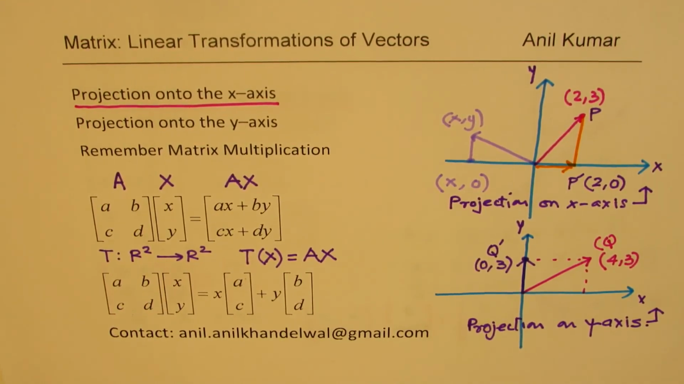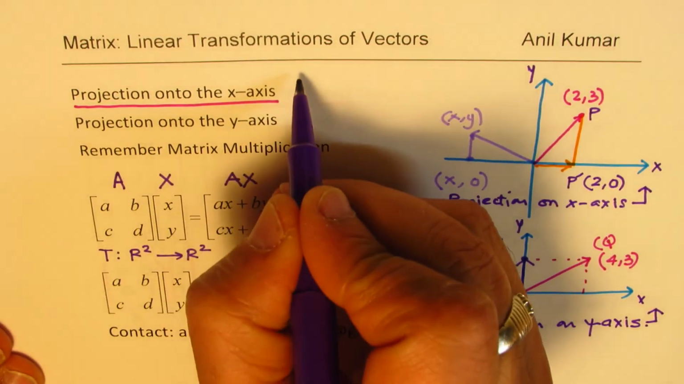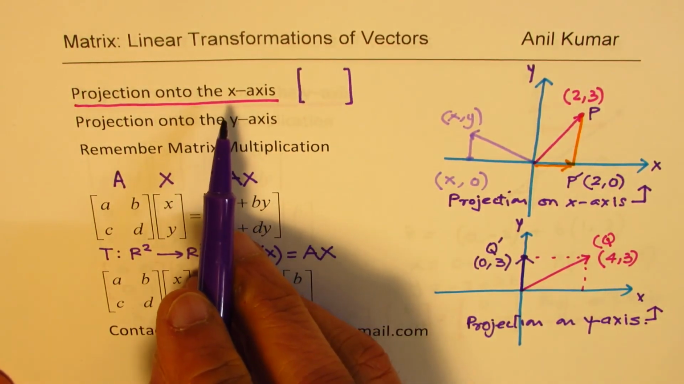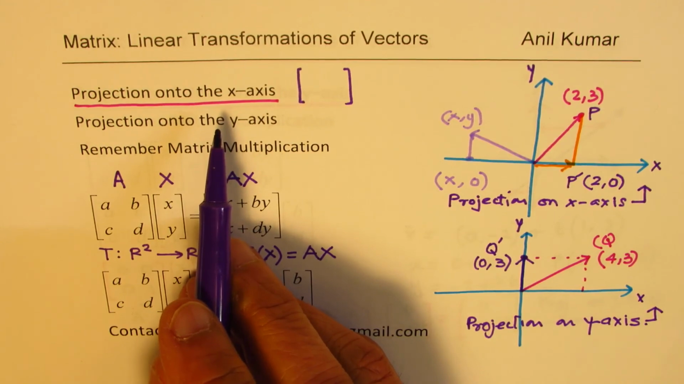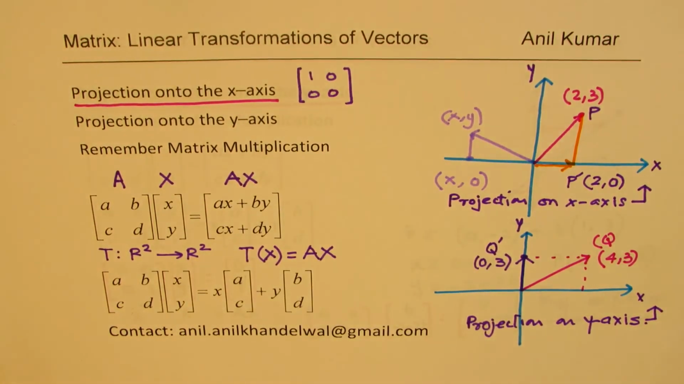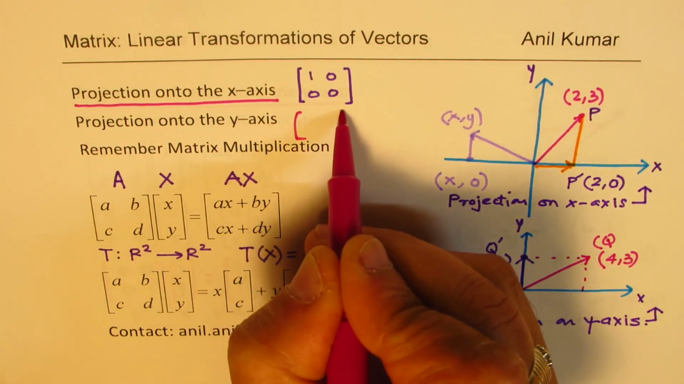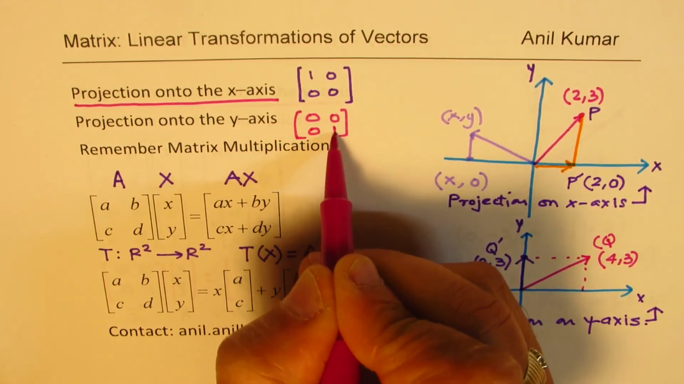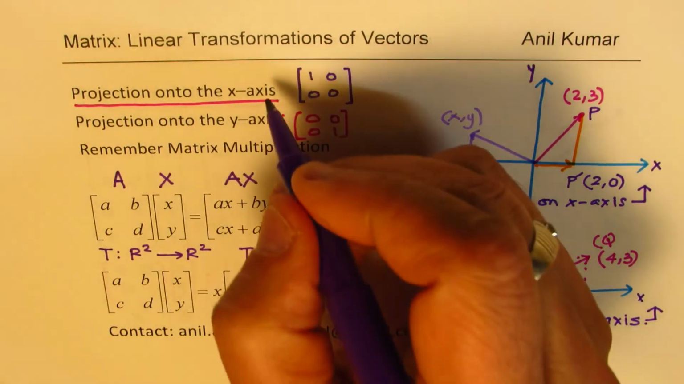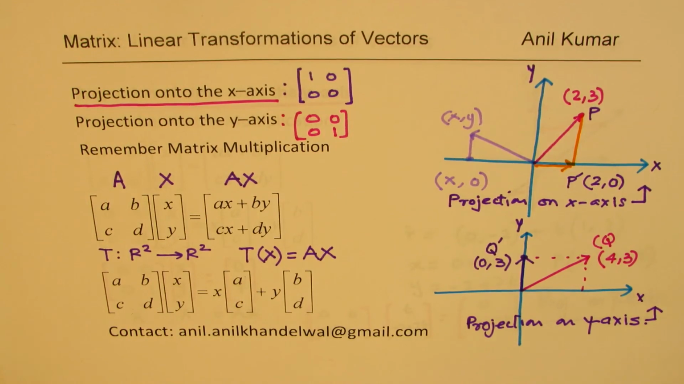So what we learned here is that for projection on the x-axis, the magic is done by the matrix, which is, since we are doing it on the x-axis, it is 1, 0 and 0, 0. And for a projection onto the y-axis, it is 0, 0, 0, 1, right? So these are the two matrices which can help you project any point on the x-axis or y-axis. So that means set of points, and that means vectors, and that means lines and segments. So I hope that helps.